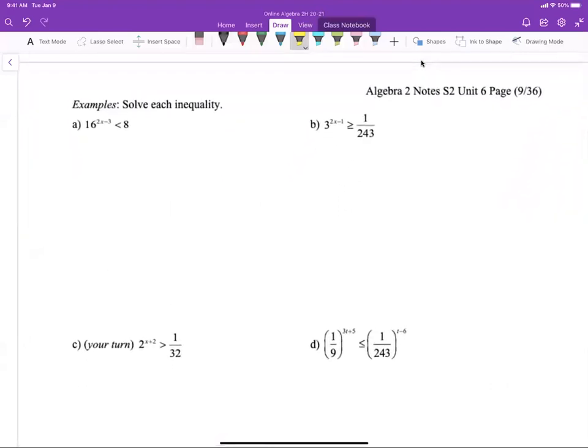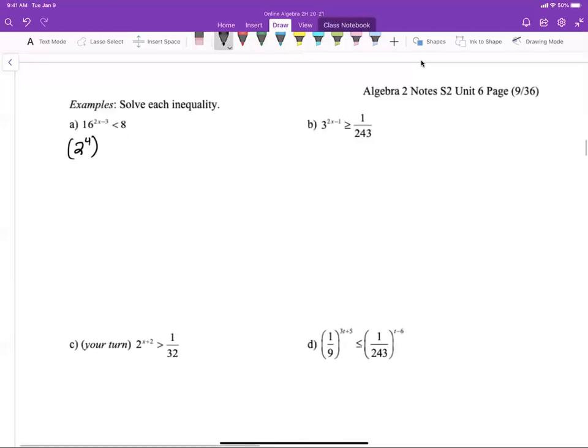All right, solve each inequality. So the process is very similar to what we have done in the past. And so we need to get the bases to be the same. And so I have 16 and 8, and I can make 16 the same as 2 to the fourth. 2 to the fourth is 16, and so I will take that 16 and bring it to the 2x minus 3 power. And that will be less than 2 to the third power. 2 to the third power is the same as 8, okay?